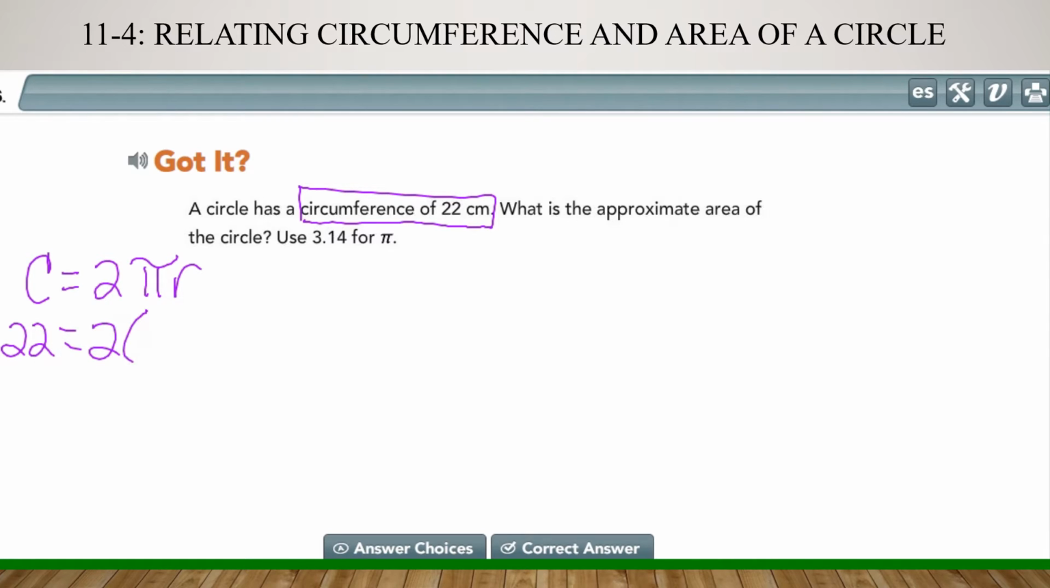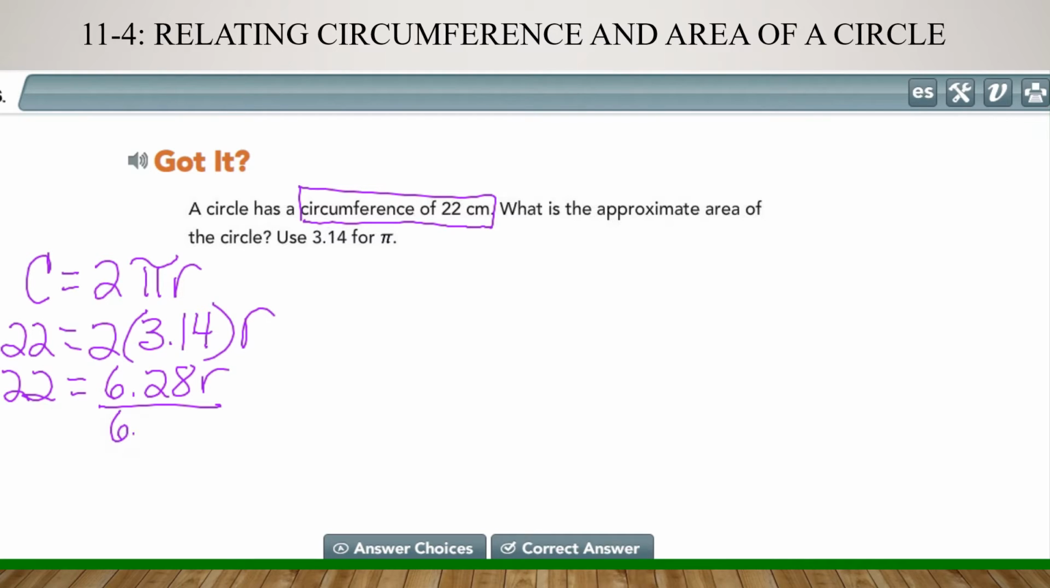Then you're going to bring down your 2, substitute 3.14 in for pi, and bring down radius. Now you're going to simplify. You have to make sure you multiply the 2 and the 3.14 first before you start isolating the variable. So that'll be 6.28 times the radius.